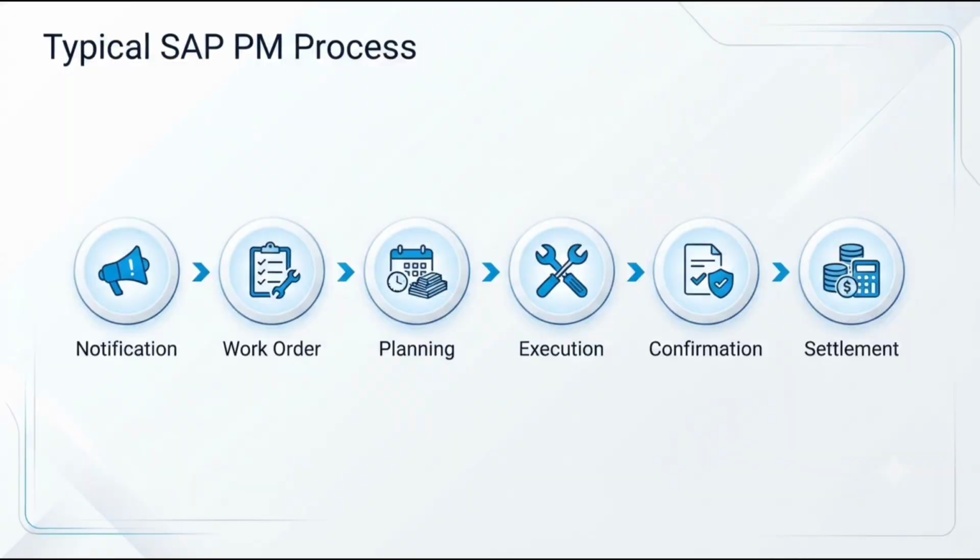Let's look at the typical end-to-end process in SAP PM. It usually starts with a notification. The notification is reviewed and converted into a work order. Planners then add operations, materials, and resources. Once released, the work is executed on the shop floor. Technicians confirm the time and materials used. Finally, the work order is technically completed and settled. This cycle, notification, work order, execution, confirmation, and settlement, is the backbone of daily maintenance operations.